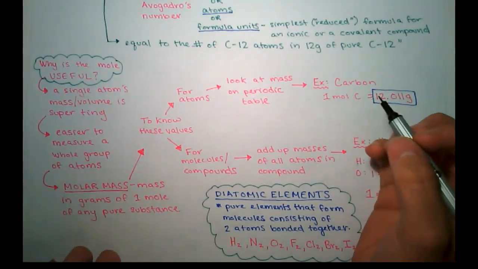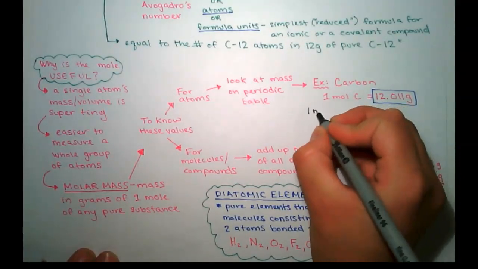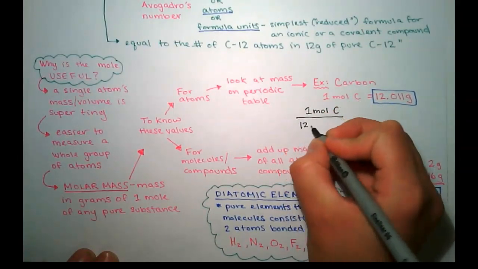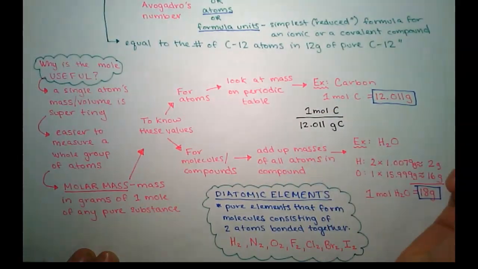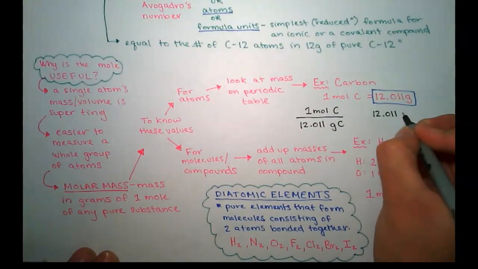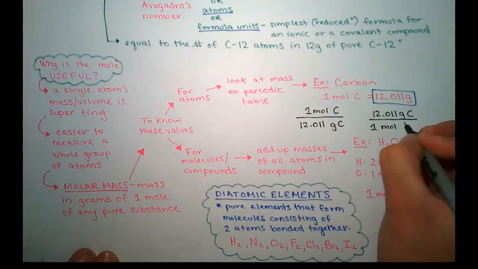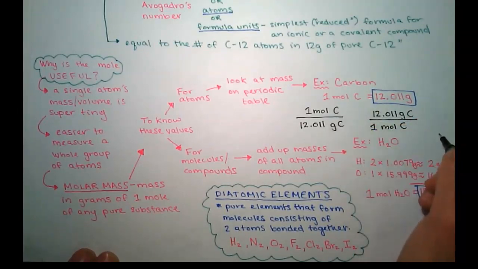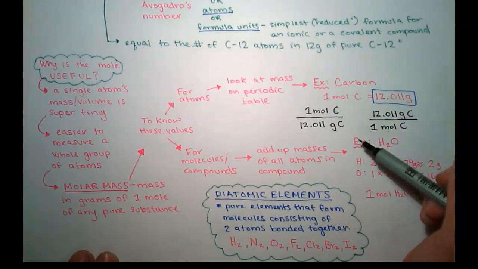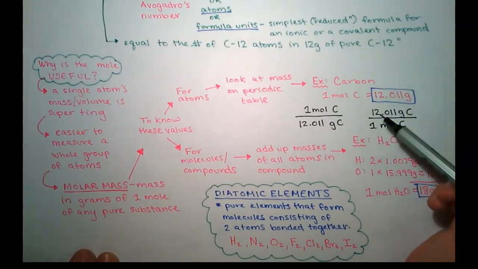And since we know these two things are equal, we can make this into a conversion factor. We can have 1 mole of carbon on top with 12.011 grams of carbon on the bottom. Or we could flip that over and we could have 12.011 grams of carbon on top and 1 mole of carbon on bottom. Both of these are valid conversion factors because we know that 12.011 grams of carbon is exactly equal to 1 mole of carbon. So that makes it pretty easy for elements.